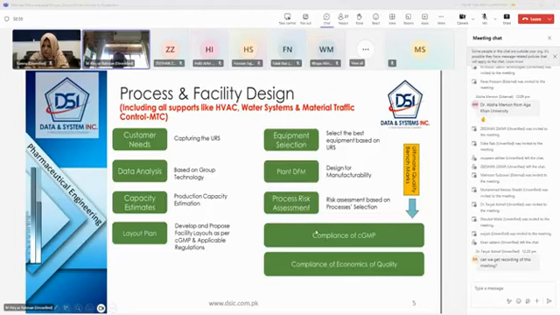After doing all this, you develop the processes and do the risk assessment. This is something pertaining to quality by design. So your process is spent based on the compliance of CGMP and compliance of economics of quality, which means the feasibility or business viability.